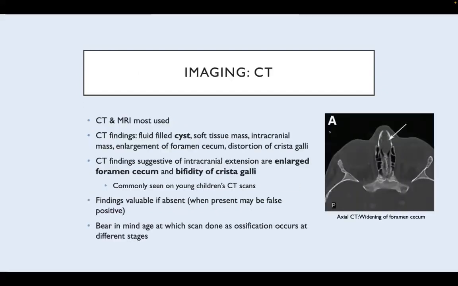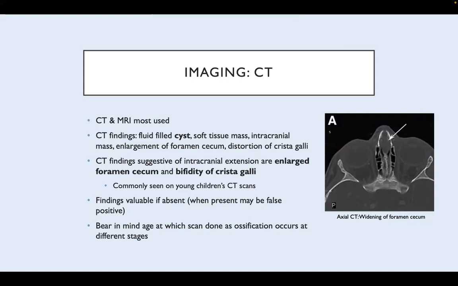So in terms of the workup, imaging is quite critical, and CT and MRI are most commonly used. So the CT findings are that of a fluid-filled cyst. It can be a soft tissue mass, an intracranial mass. You can get enlargement of the foramen cecum and distortion of the crista galli. Specific CT findings suggestive of intracranial extension or communication are an enlarged foramen cecum and bifidity of the crista galli. But quite interestingly, from what I've read in some case reports, these findings are actually quite common on young children's CT scans, so they aren't necessarily diagnostic or pathognomonic.